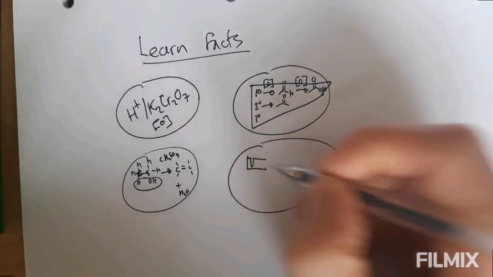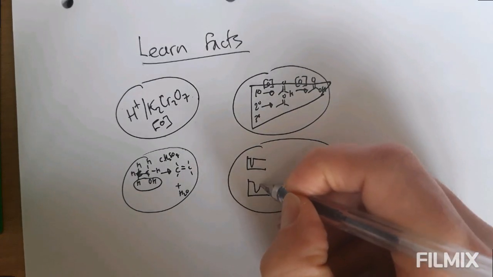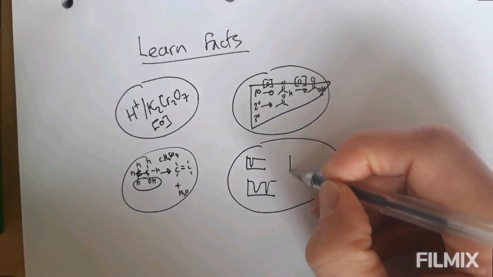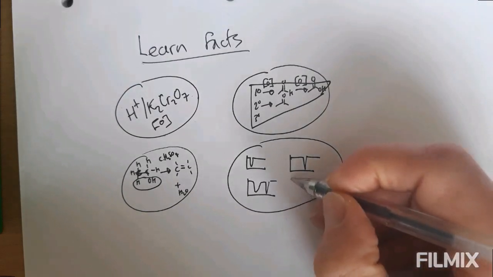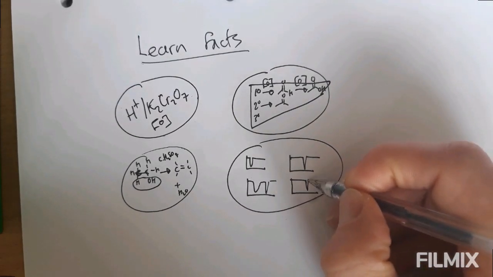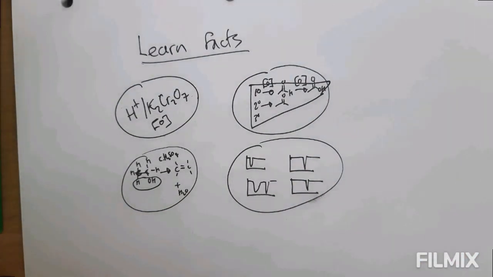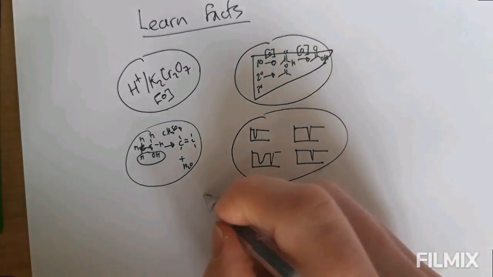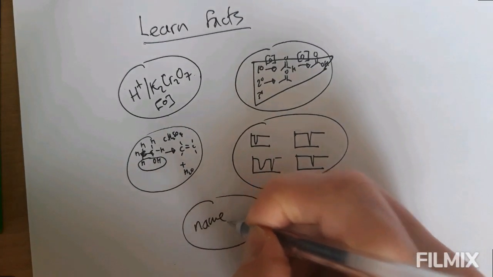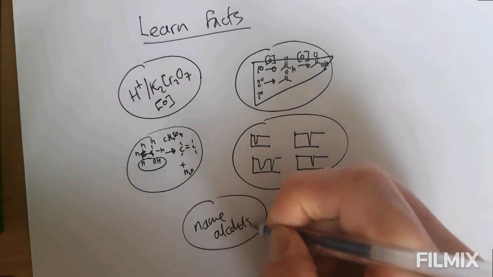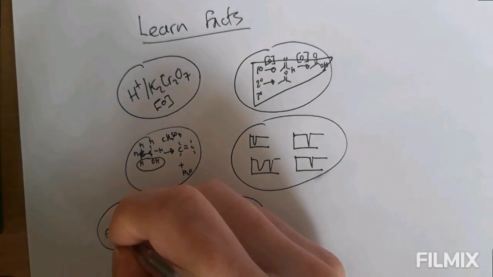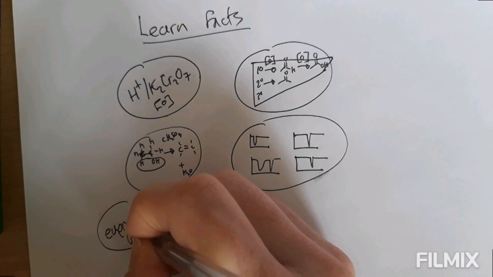what an alcohol looks like on an infrared spectrum. I know what a carboxylic acid looks like on an infrared spectrum. I know what a carbonyl group looks like on an infrared spectrum, and what a C=C looks like on an infrared spectrum. I know lots of facts. I know how to name alcohols, and I know how to do things like empirical formulas.